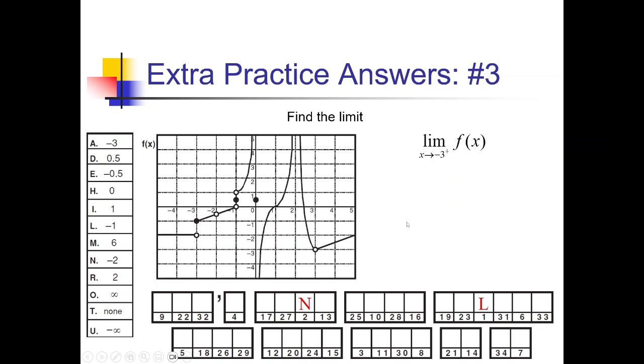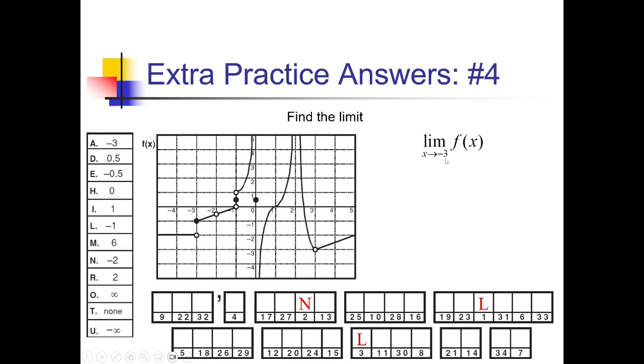For number 3, we want the right-sided limit at -3. So back to -3. Now we're coming from the right side. As we approach from the right side, we're heading toward the y value -1. So -1 is that limit, and -1 again is L. So L is going in 3.